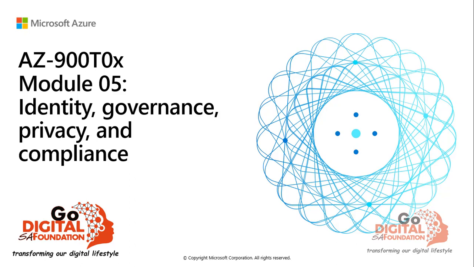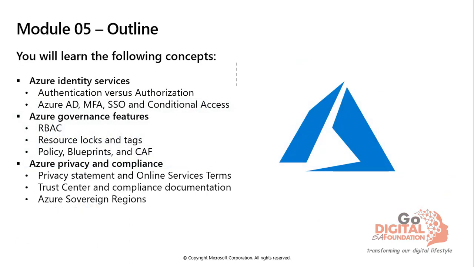Okay, so we're gonna talk about identity, governance, privacy, and compliance. Our module outline is that we're gonna learn about Azure Identity Services. That's where we're gonna speak about authentication versus authorization, and then we're gonna look at Azure AD, multi-factor authentication, and then single sign-on and conditional access.